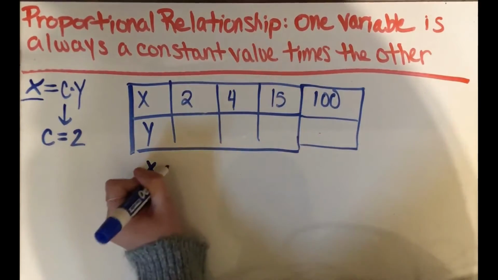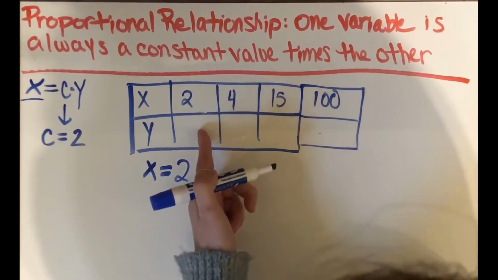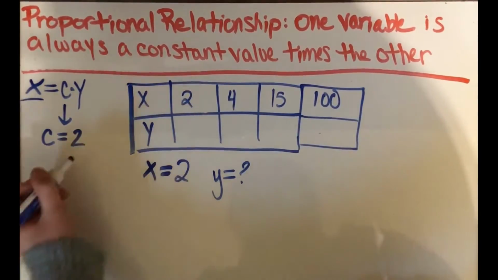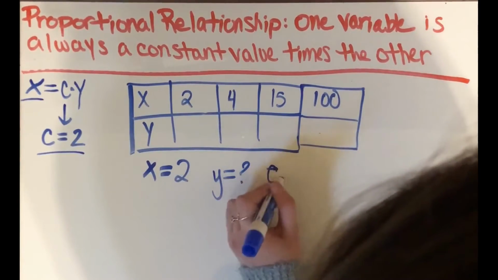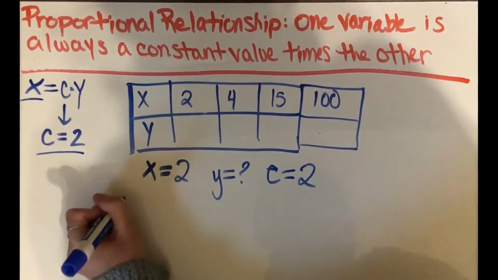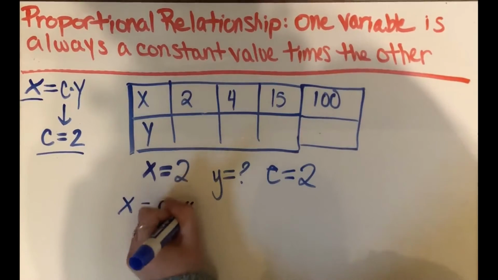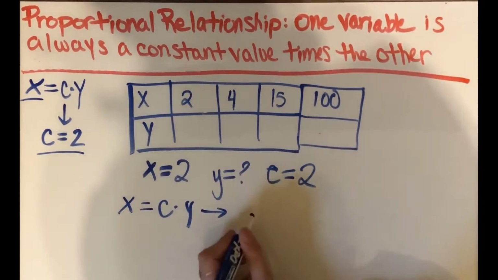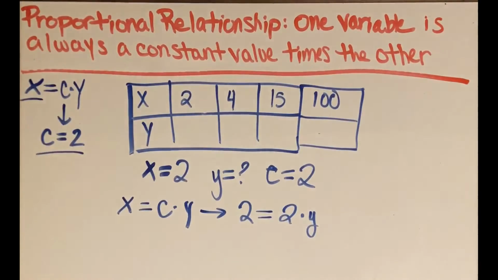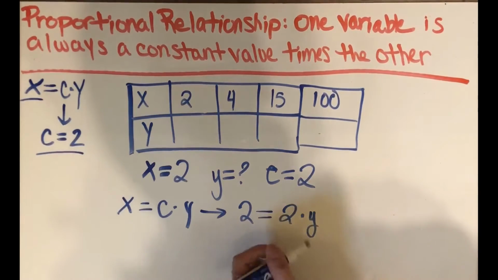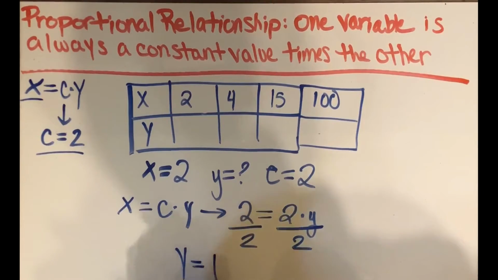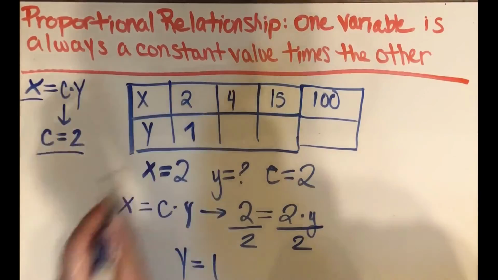So if we have a set x, let's say for this first column x equals 2, we want to find y, so y equals question mark, and we know that c, the proportion that we want, is 2. So let's set up our equation. x equals c times y, which for this first column, 2 equals 2 times y. And like any algebra, we solve for y. So divide by 2 on both sides. y equals 1. So we plug it in here.